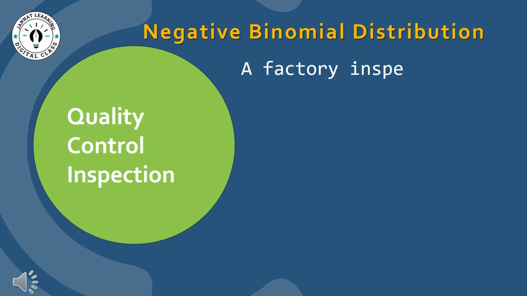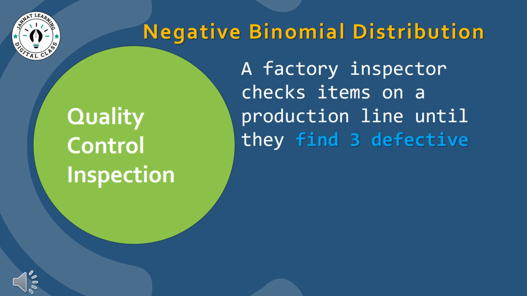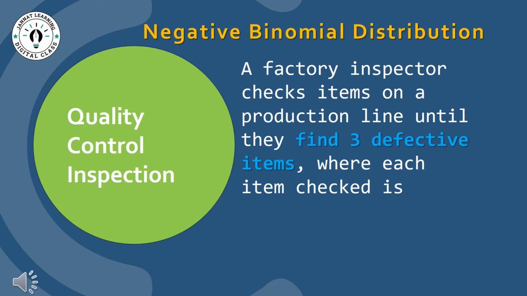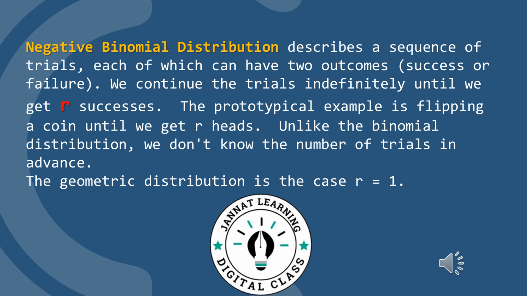A factory inspector checks items on a production line until they find 3 defective items, where each item checked is a trial and finding a defect is a success. Negative binomial distribution describes a sequence of trials, each of which can have 2 outcomes, success or failure. We continue the trials indefinitely until we get our successes. The prototypical example is flipping a coin until we get our heads. Unlike the binomial distribution, we don't know the number of trials in advance. The geometric distribution is the case r equals 1.